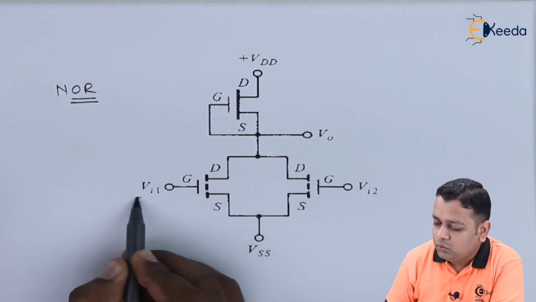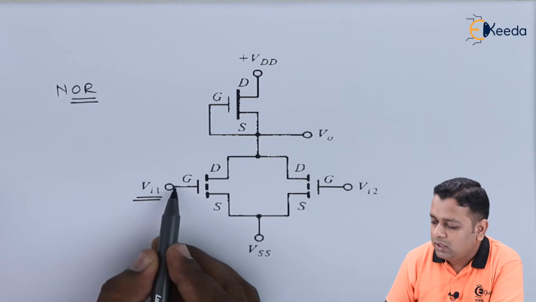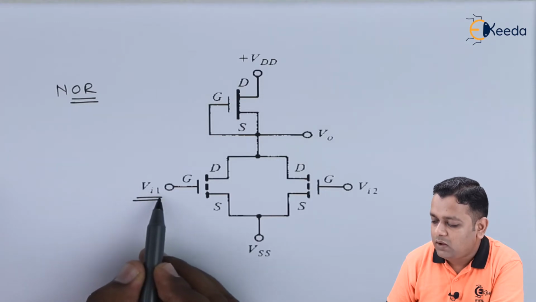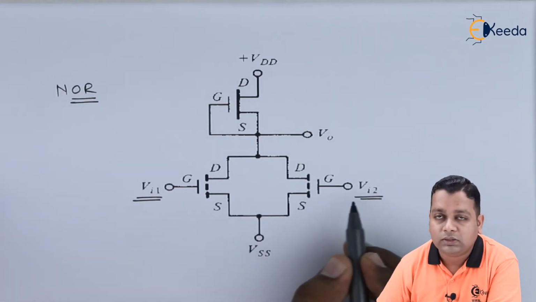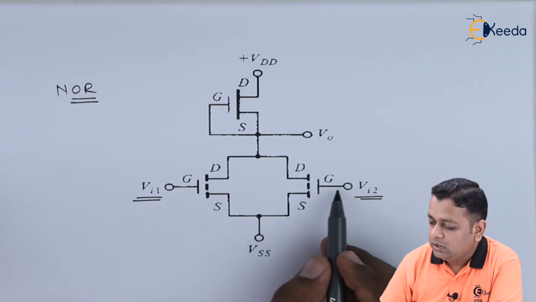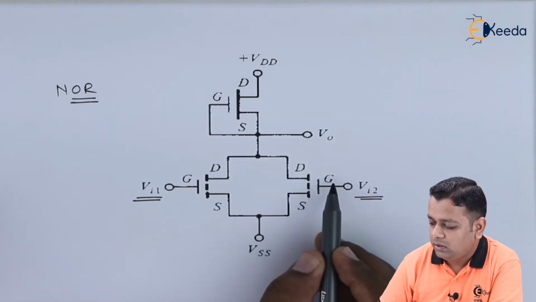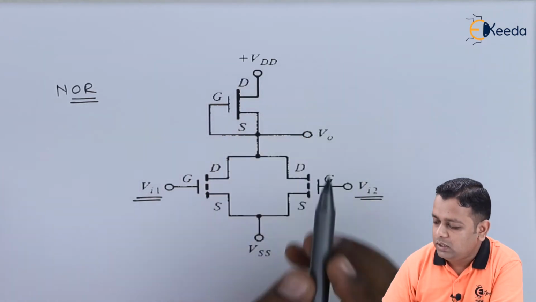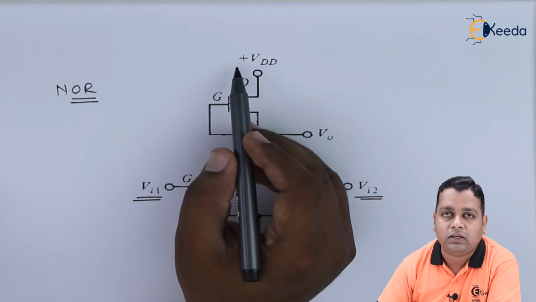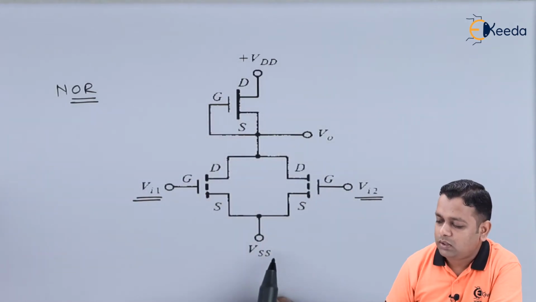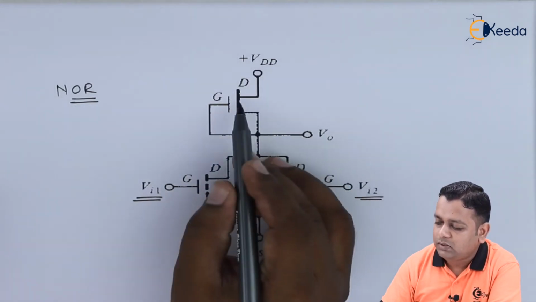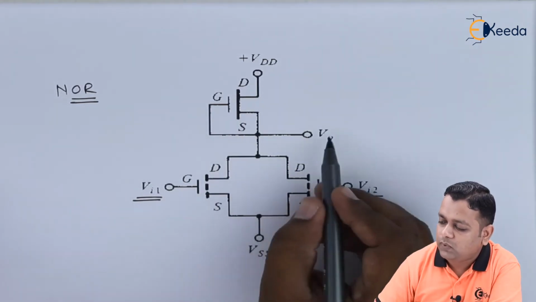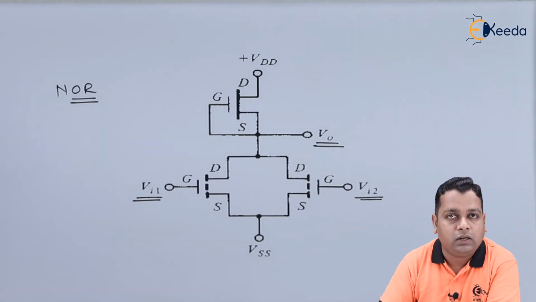See here, the two inputs can be given to the gate terminals of the MOS transistors. Here Vi1 is the first input and Vi2 is the second input, going to the other gate terminal of the device. The potentials VDD and VSS can be kept at the highest positive level and grounded respectively. This is the depletion type, and these are the enhancement type devices or transistors, giving us the output at this particular terminal.